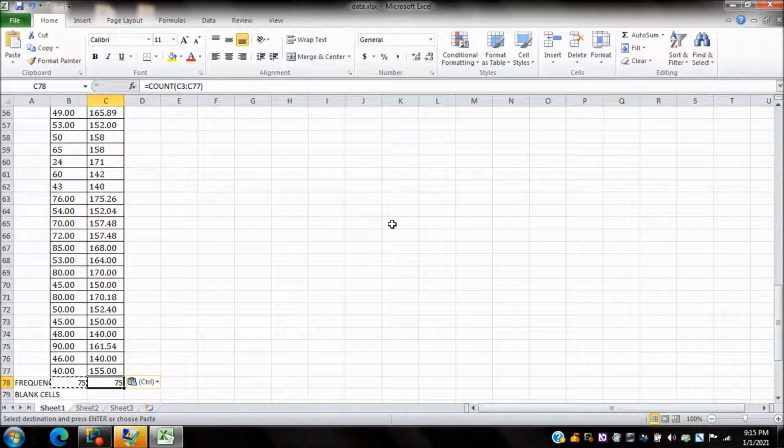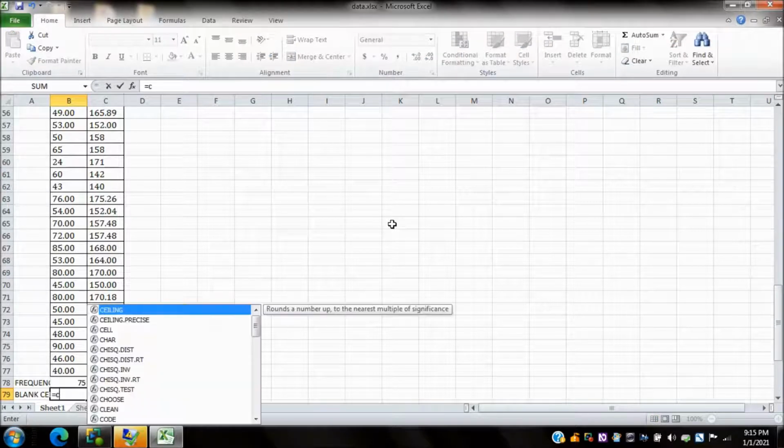Next thing is I want to know if there are blank cells under each column. I'll go to A79. Blank cells. B79, weight. So here under weight, I'm going to find the number of blank cells if there are any. So the syntax or the function is COUNTBLANK and a cell range.